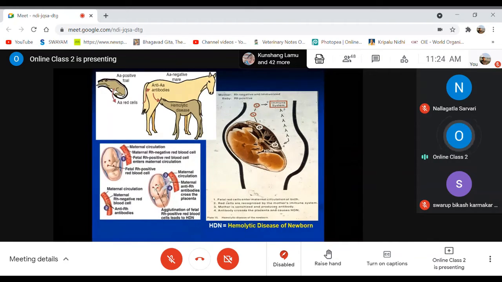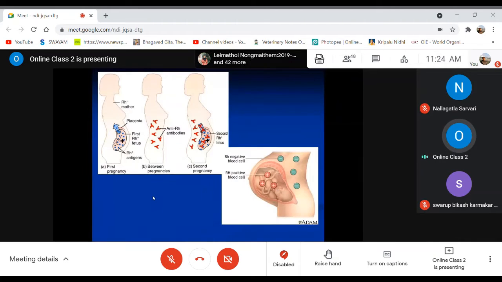This fetus may die inside the womb, or if it is born, it will have a very severe anemic condition, or even the brain may be damaged. You might have heard about this when you learned about jaundice: erythroblastosis fetalis, or kernicterus, I think.